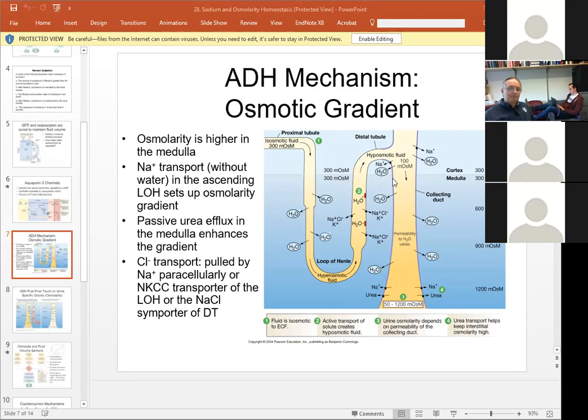Okay, but let's first go on to question 3. How are ADH and the interstitial osmolarity used to fine-tune urine osmolarity? And how does the peritubular capillary help preserve the osmolarity gradient?